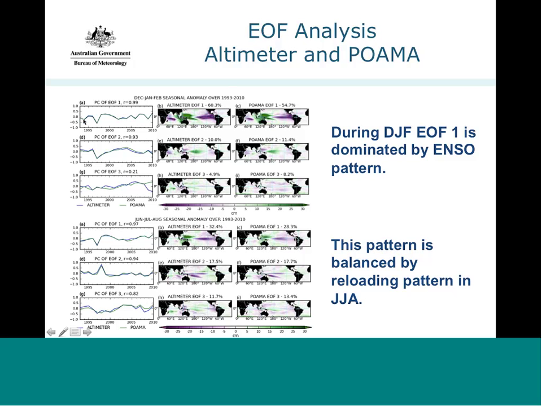But if we have a look at the principal components in terms of, do they track well over time, they have very high correlation skills. So that shows that a lot of the skill of POAMA is actually coming in through this major mode of variability from El Nino in the Pacific.